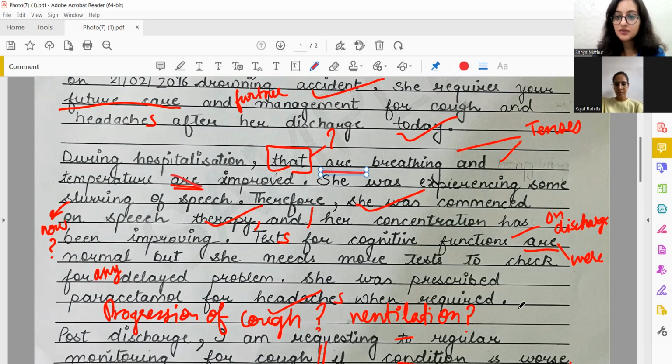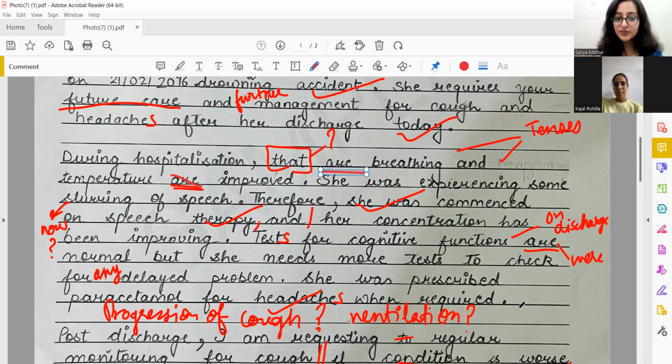Then she was experiencing some slurring of speech. So this is past tense. So you have to maintain the tense because the period of hospitalization is almost over. So another thing that comes in my mind is that she was experiencing slurring of speech. So what is the condition now in terms of speech, slurring of speech?